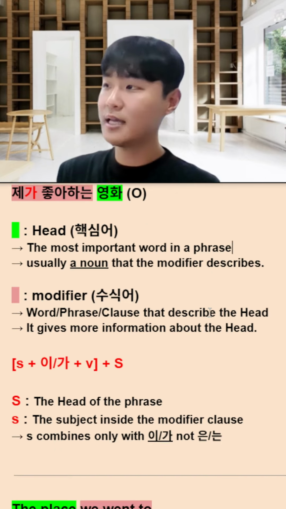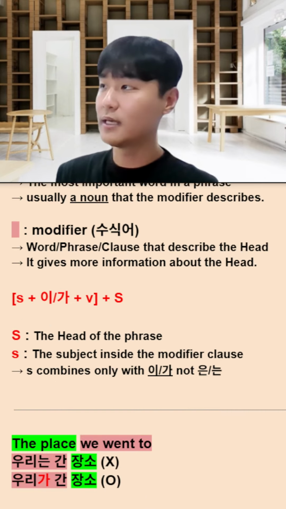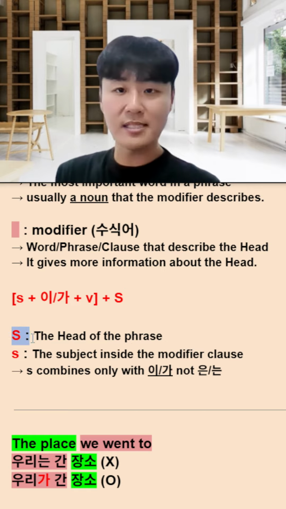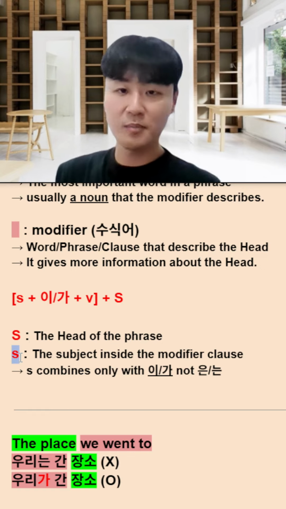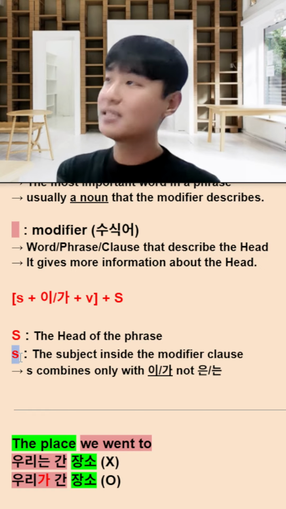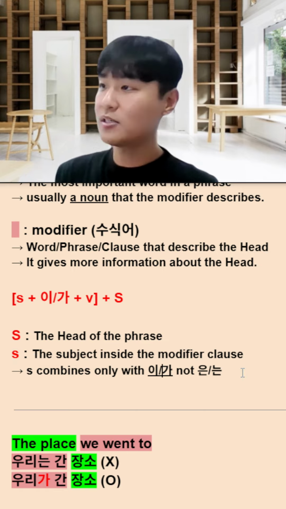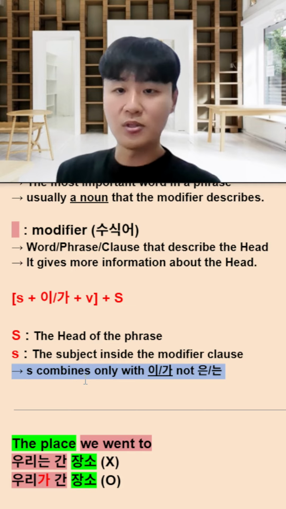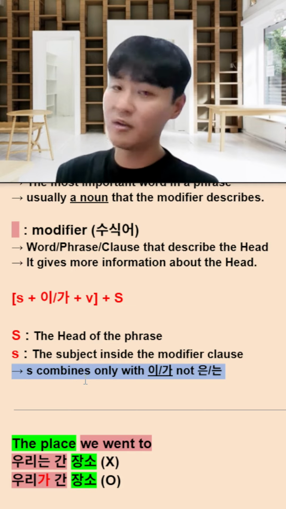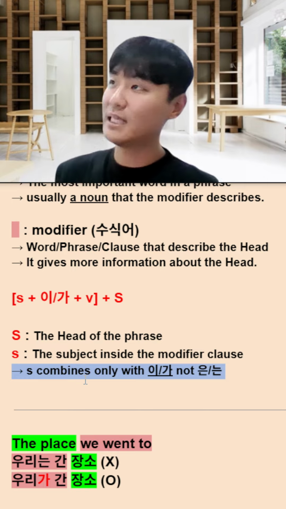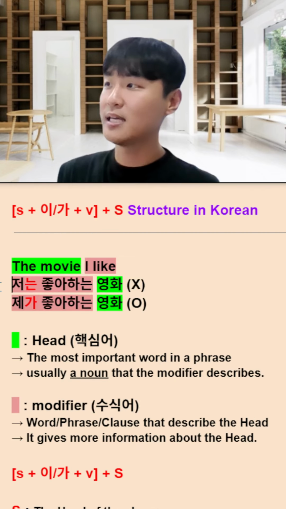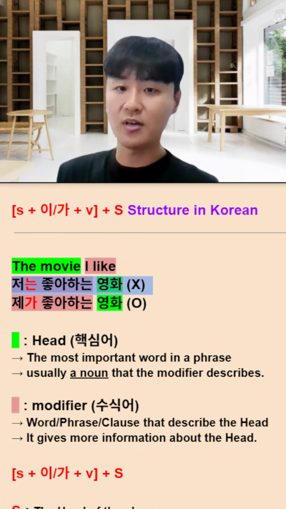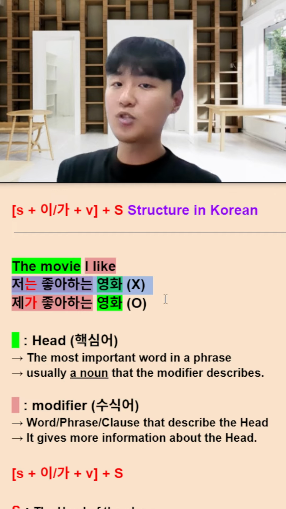So let's take a look at the structure that we are going to learn today, this one. So the capital S refers to the head, the main subject of the phrase, while the small s refers to the subject inside the modifier clause. And here's the lesson point, it's really important. So the small subject, I mean the subject in the modifier, combines only with 이가, not 은는 in any case. That's the reason why we cannot say 저는 좋아하는 영화, because I would be the subject in the modifier as we can see.